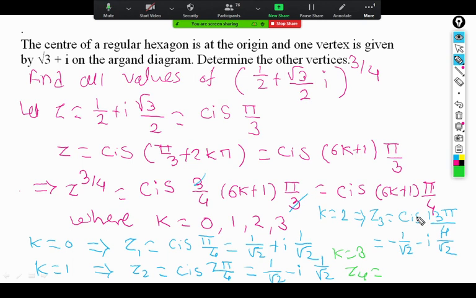Now you will observe the conjugate appeared already. The conjugate of these two already appeared. The conjugate of this should be the last root, so it should be minus 1 by root 2 plus i 1 by root 2. Any doubt here?